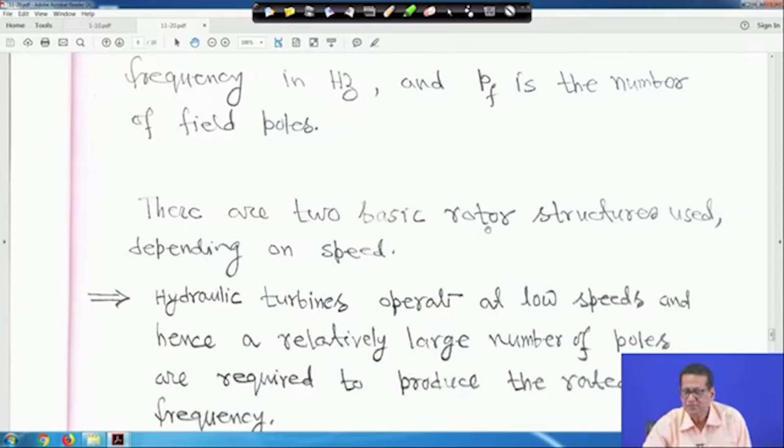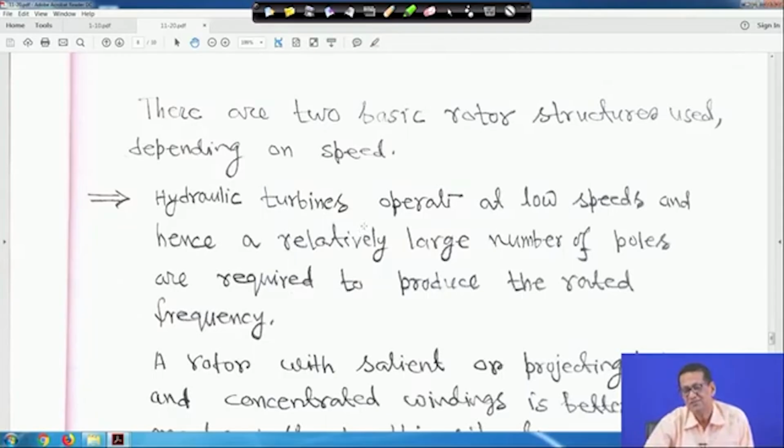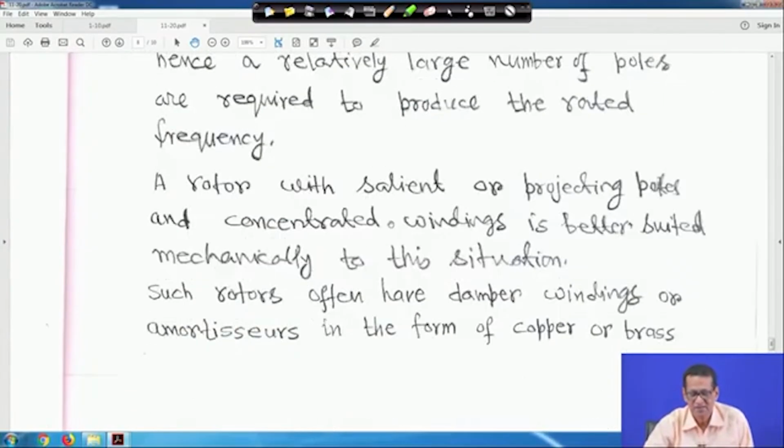There are two basic rotor structures used, depending on the speed. Hydraulic turbines, particularly for hydro generators, operate at low speed, and hence a relatively large number of poles is required to produce the rated frequency. So, for hydro generators the number of poles is high because those generators rotate at a lower speed, maybe 750 rpm or 375 rpm, right. And a rotor with salient or projecting poles and concentrated windings is better suited mechanically to these situations.